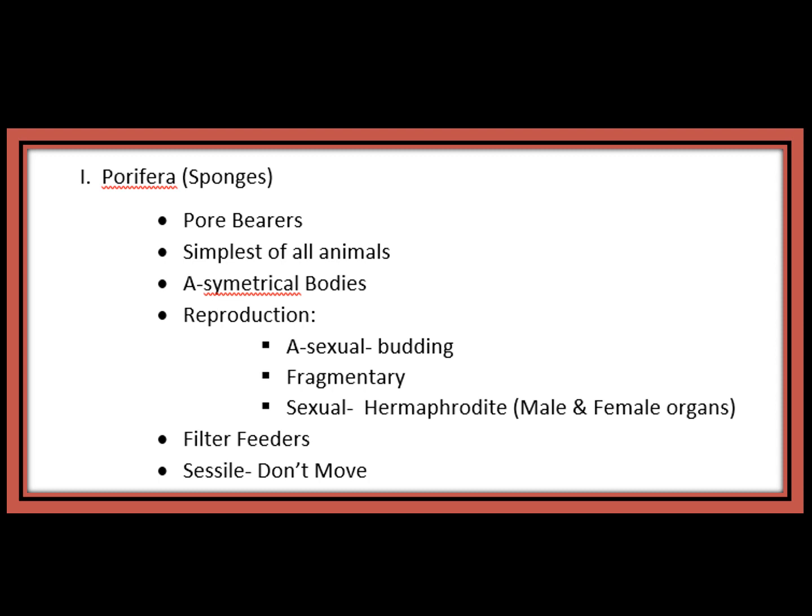So if you were going to take notes on this and you're writing your notes down, your Roman numeral 1 would be Porifera, and I would put sponges in the parentheses, and then I would write down each of these different bullet points, or you could do it with the letters like capital A, capital B, capital C, etc. And this would be a really great way to have your notes nice and concise. If you're doing this, I would hit pause right now in the video and write these things down.